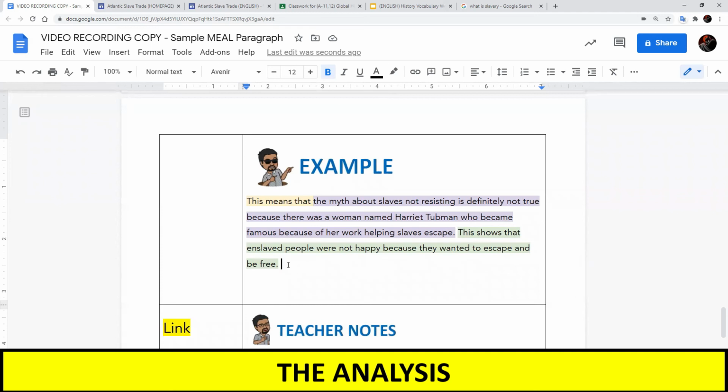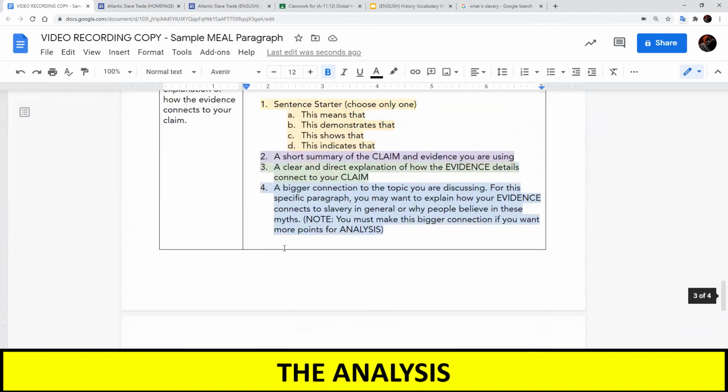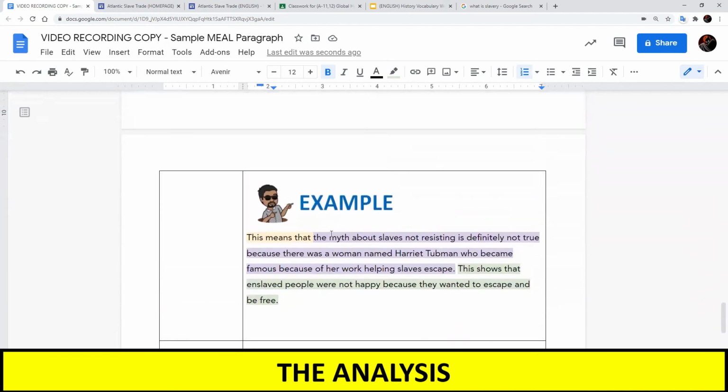So if you were to do this as your analysis, I think this would be a pretty good job. It's fine. You give three big parts. You give a sentence starter, you summarize the claim and evidence, and you give a clear explanation of how they connect, right? But I think you want to go for full points, for the maximum points. So let me go for the fourth part about making bigger connections.